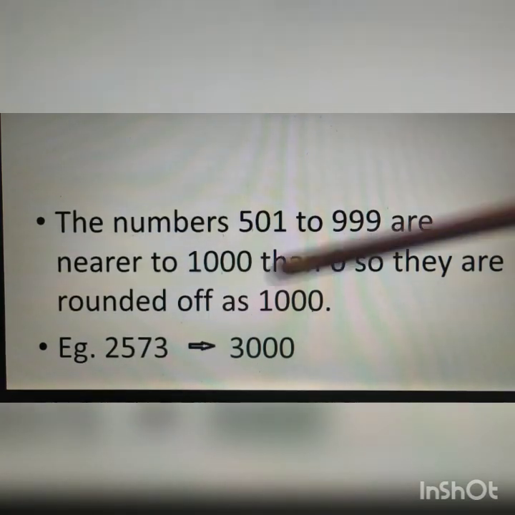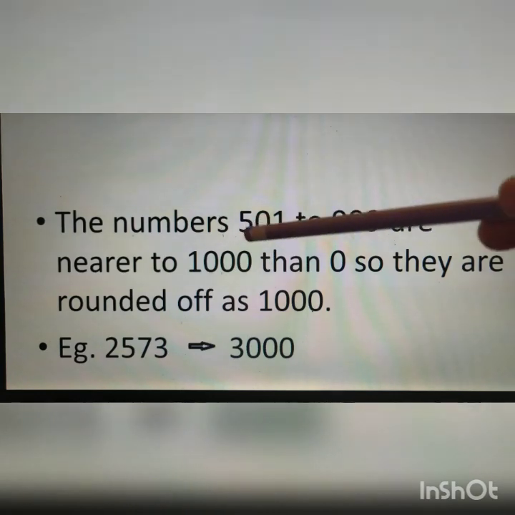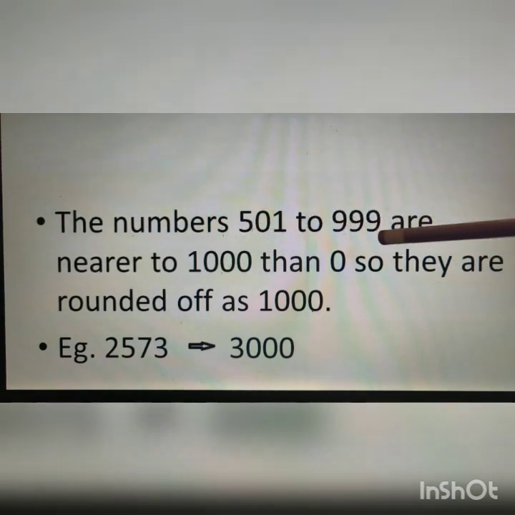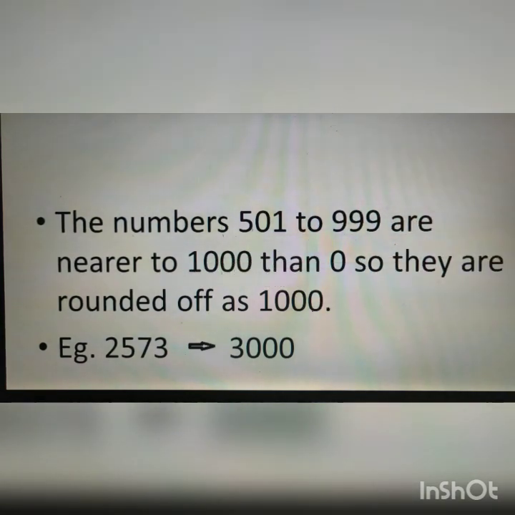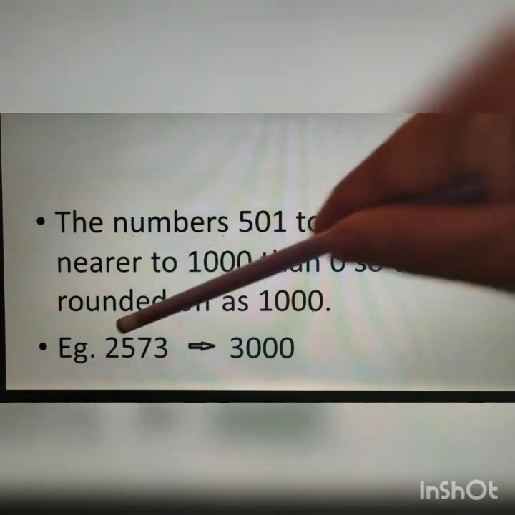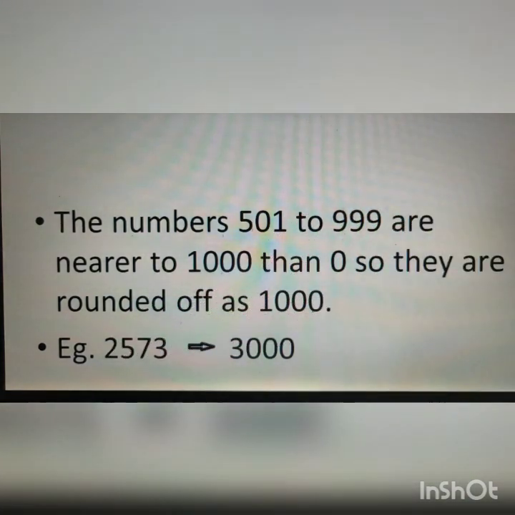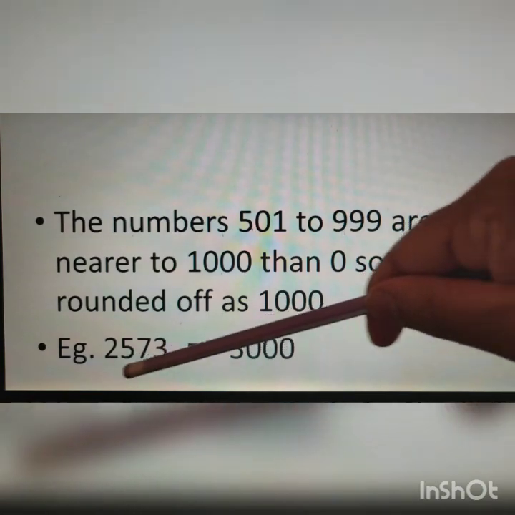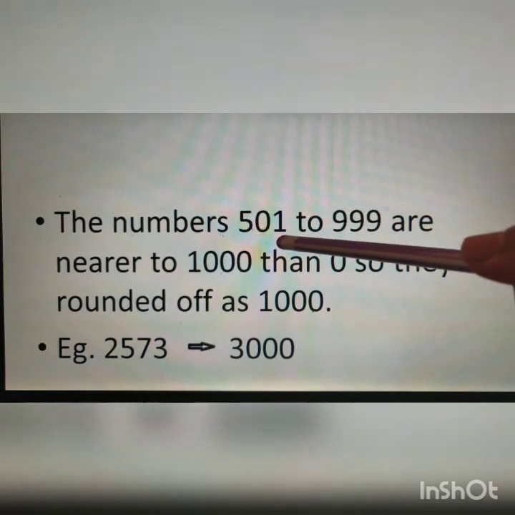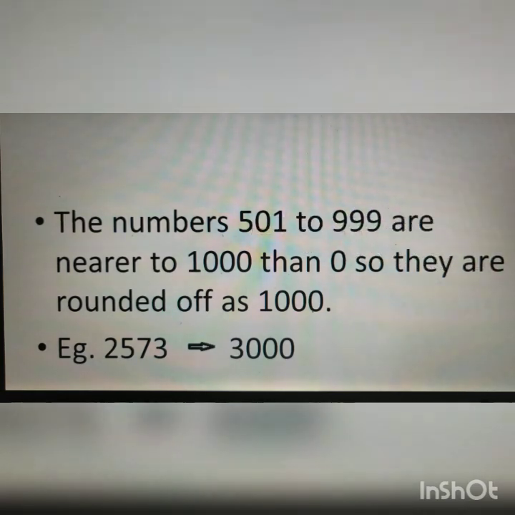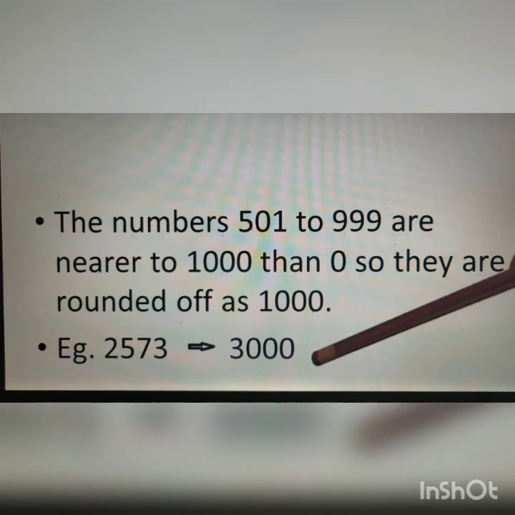If the last three digits are between 501 and 999, they will round to 1000 because they are closer to 1000. Example: 2573. 573 is the last three digits, and they are between 501 and 999. So we will round it to the nearest 1000. 2573 is between 2000 and 3000, so we will round it to 3000.